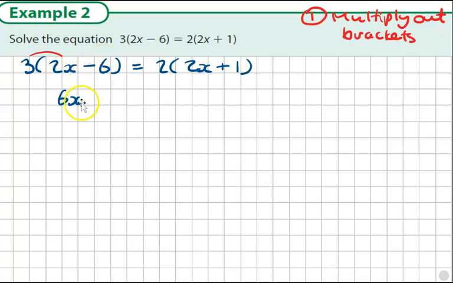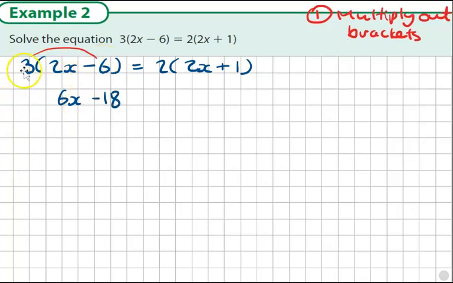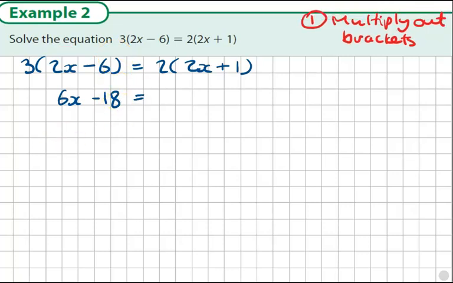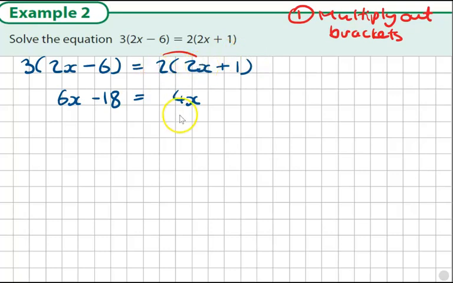So 3 times 2x is 6x. 3 times minus 6 is minus 18. We bring down the equals. 2 times 2x is 4x. And 2 times 1 is 2.